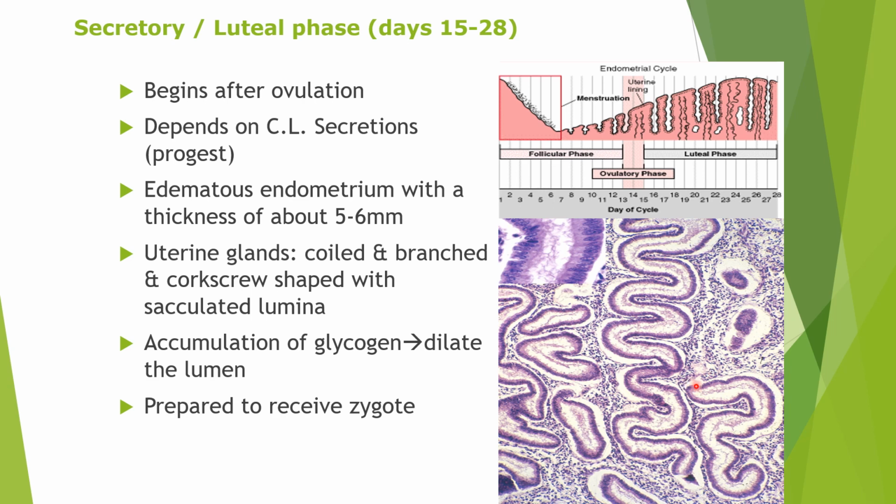millimeters. The uterine glands in this phase are coiled and branched, having a sacculated appearance and corkscrew shape, and their lumina is sacculated as well. There is accumulation of glycogen in the cells of the stroma, and the dilated lumen of the gland is also present. So at this stage, the secretory changes prepare this endometrium to receive the zygote for implantation.